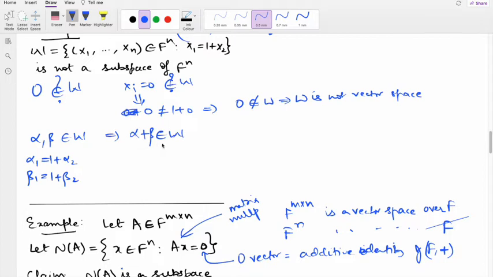Now here the first element of this particular vector will be alpha 1 plus beta 1, right? Is this equal to 1 plus alpha 2 plus beta 2, right? Which is obviously not right, because when you add these two, what you get is alpha 1 plus beta 1 is 2 plus alpha 2 plus beta 2, right? And hence it's not a subspace, right?